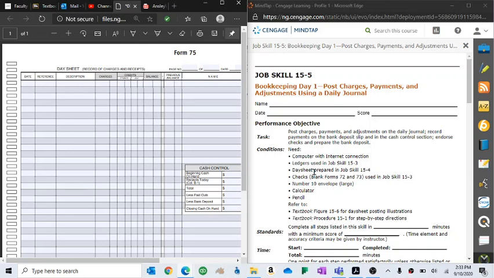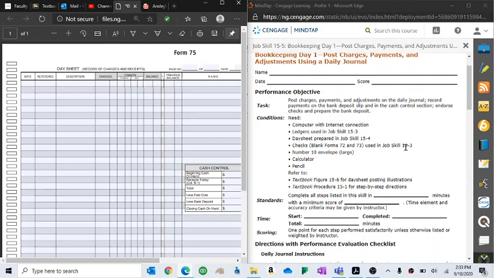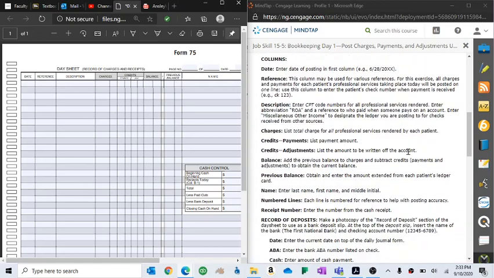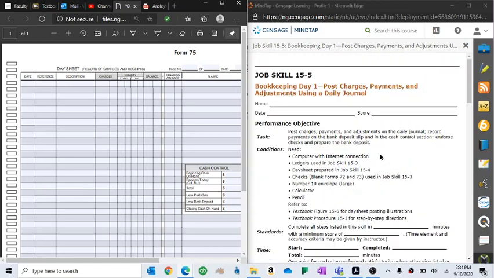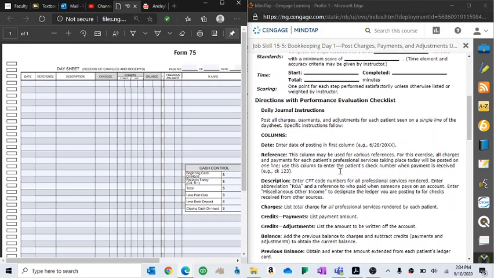Hey class, to go over job skill 15.5 with you, you're going to need several things for this job skill. You're going to need your ledgers from 15.3, the day sheet from job skill 15.4. You're going to need your checks from 15.3, and then you're going to start your job skill. So that's why I've told you for chapter 15, it's very, very important that you've kept all your job skills on your computer after you've submitted them.